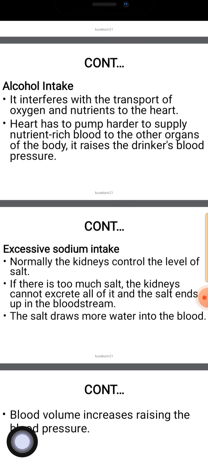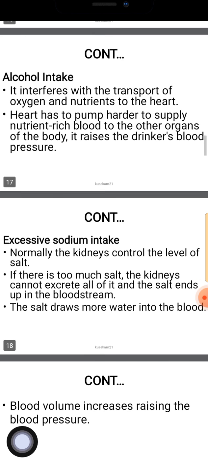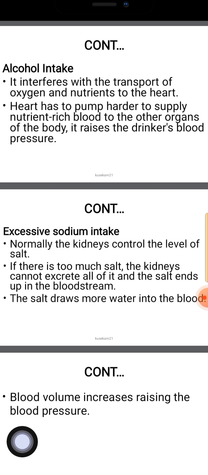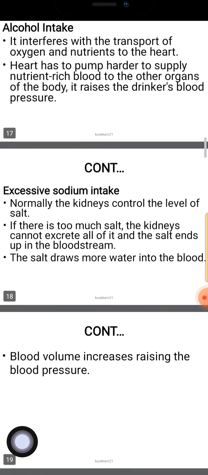So the heart has to pump harder to supply nutrient-rich blood to the other organs of the body. It raises the drunkard's blood pressure. That's why you see that drunkards have high blood pressure, because the chemical is highly concentrated and interferes with the distribution of nutrients and oxygen to the body organs and tissues. The heart, as if it's not working, starts working hard to compensate for what is not reaching the vital organs. So someone will have hypertension.